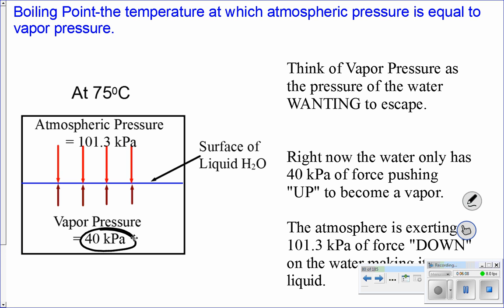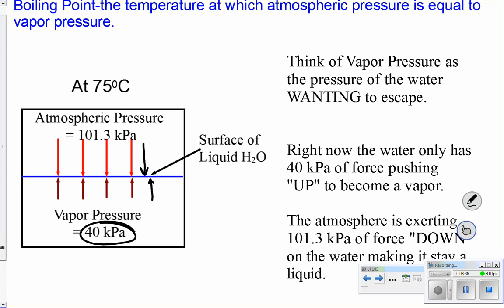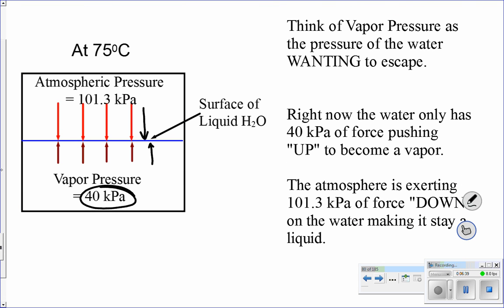Not the greatest scientific explanation, but I like thinking about this as little force arrows. The atmospheric pressure is higher. It is pushing down on the surface and keeping the water a liquid. The vapor pressure of water is not quite enough to overcome that. I just like to think, hey, the atmosphere is pushing down more than that water is pushing up. If we think of vapor pressure as the pressure of the liquid wanting to escape, we just don't have enough force to overcome the current atmospheric pressure.